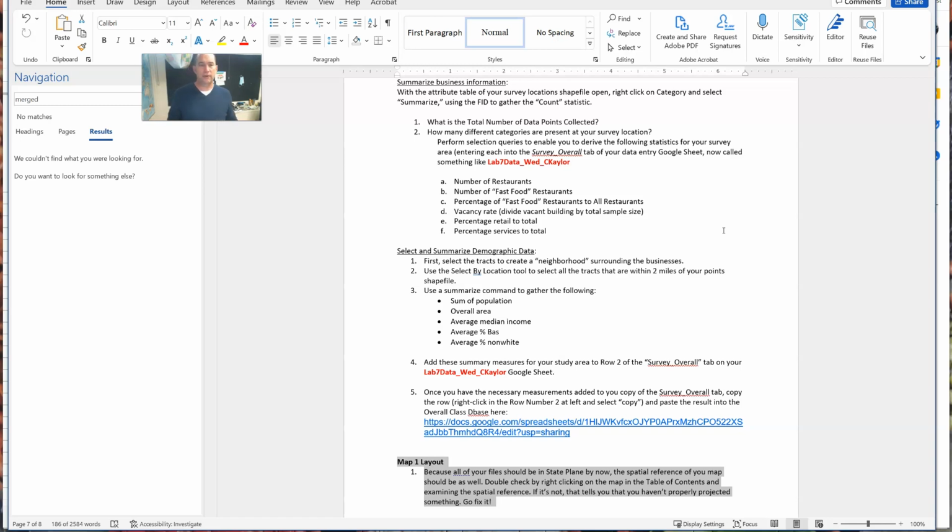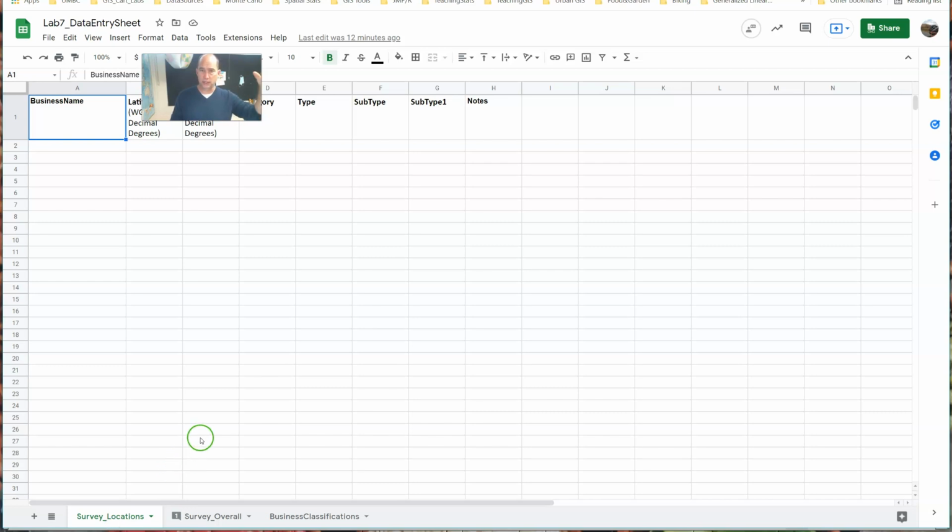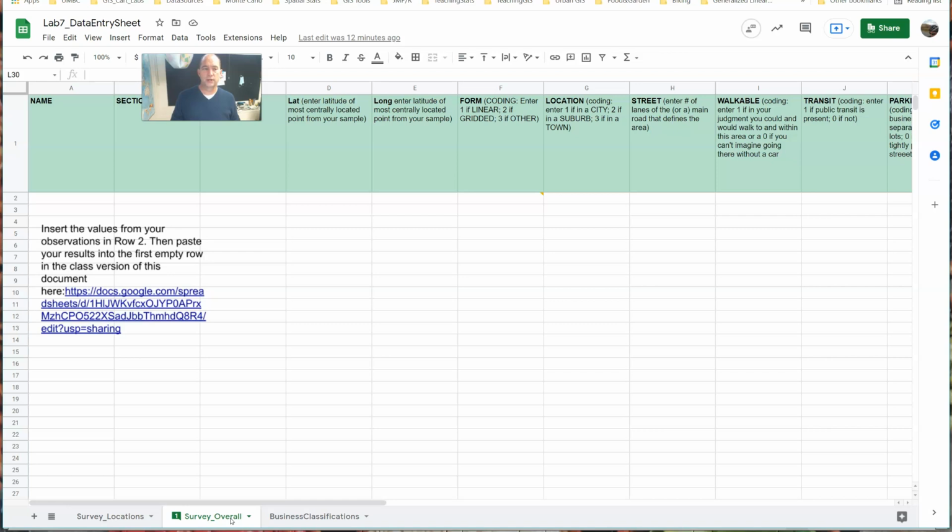So what you want to have at the end of the day is best understood by looking at our data entry sheet. So in the data entry sheet that each of you used to look at your survey locations, so filling in this data sheet, there's also this survey overall sheet. And I would suggest that you copy this version.